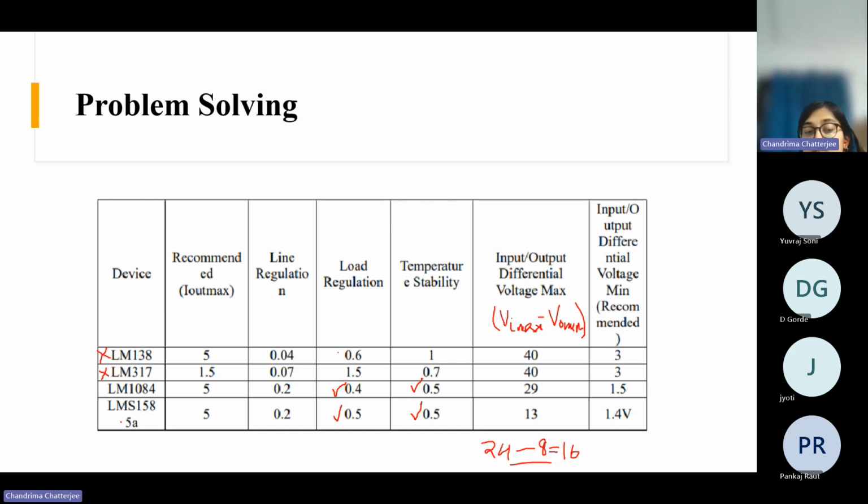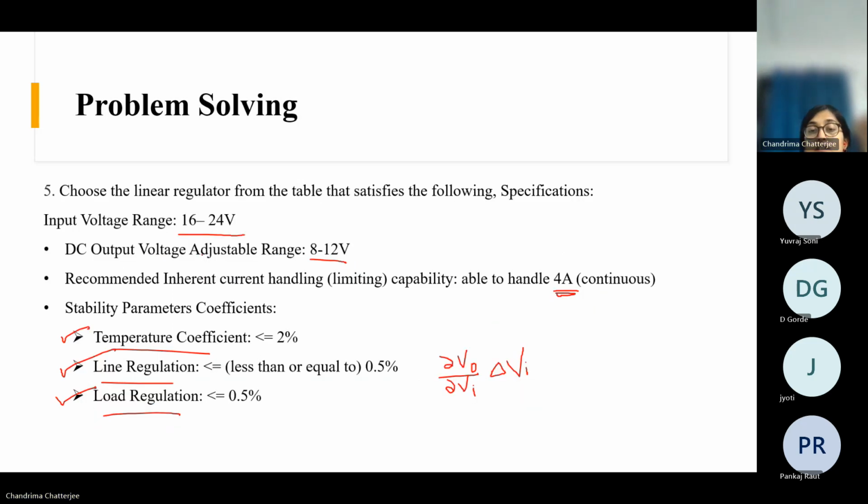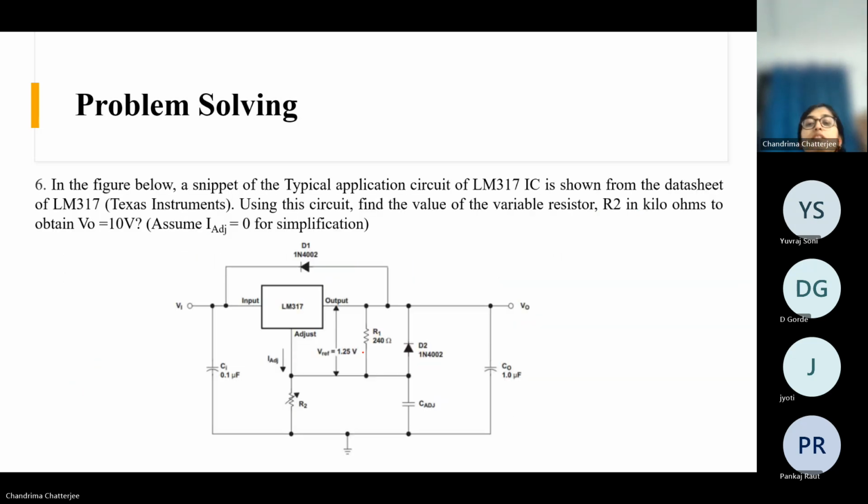But here, if you see the last one, its maximum recommended input output differential is 13 volt, which is less than 16. So again, this can't be used. So this is the only one that we can use, which maintains all the conditions, right? So the third one we can use for this specification. Let's see the next question.